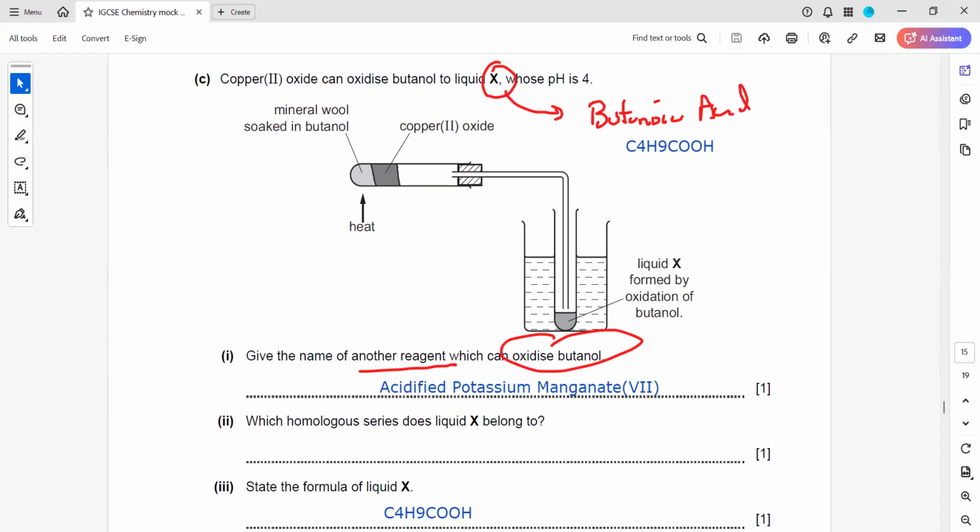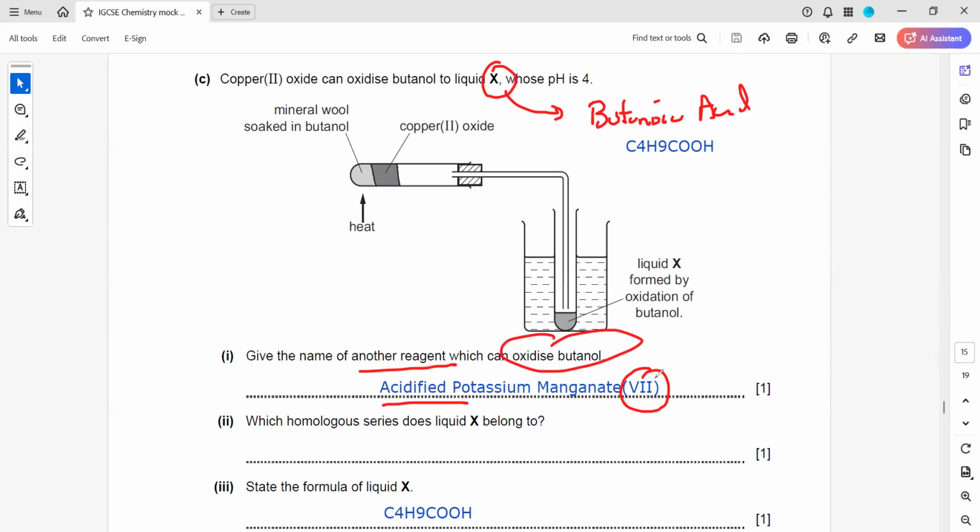Potassium manganate. Yeah, potassium manganate 7. That's right. Don't forget to write acidified as the condition. So it's acidified potassium manganate, and some students are not writing this Roman numeral. It's very important to write that as well.